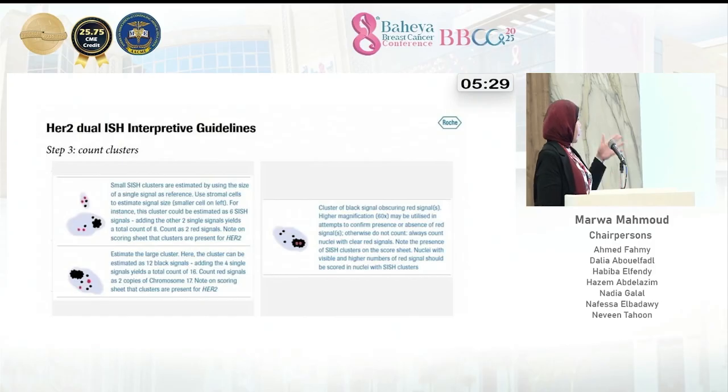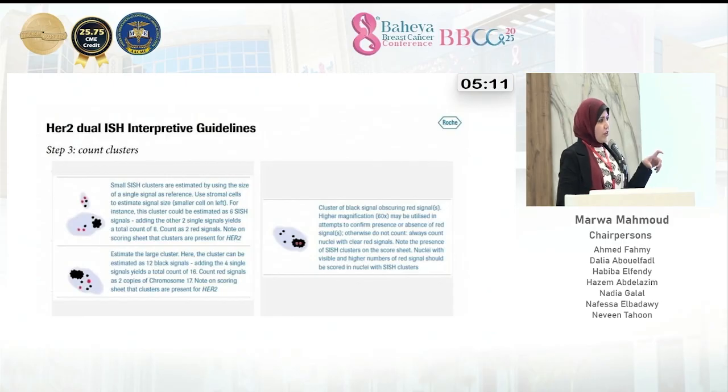طيب لو الكلاستر أكبر، حجمها أكبر، هعدها بـ12 signals. يبقى الكلاسترز الكبيرة بعدها بـ12 signals، وهضيف هنا الـseparate black signals، فيبقى التوتال black هنا 16، والتو red هعدهم as 2 red signals بتوع كروموزوم 17. لازم أحط كومنت لو في كلاسترز إن التيومر بتاعي فيه كلاسترز، لازم يبقى فيه كومنت في الآخر.